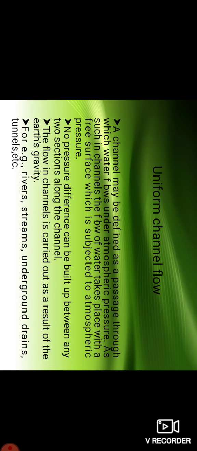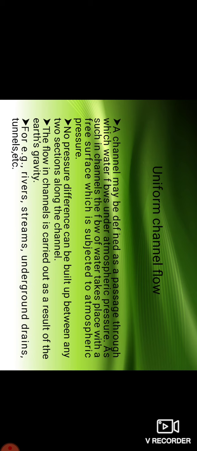And by definition, a notch may be defined as an opening provided in the side of a tank, whereas a weir is defined as a structure constructed across a river. So these are the major differences between a notch and a weir. Let me move on to the next concept.